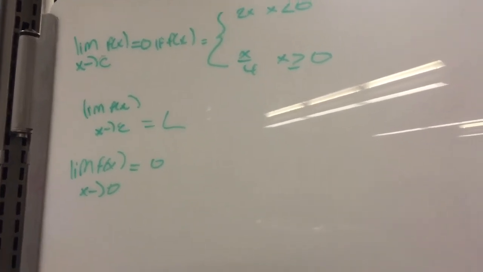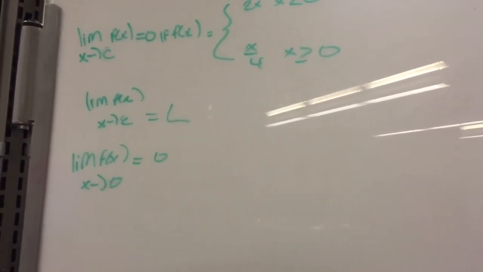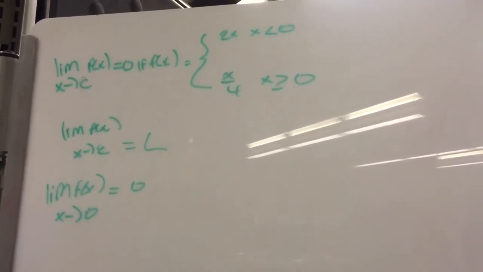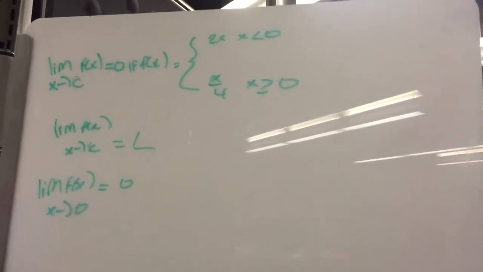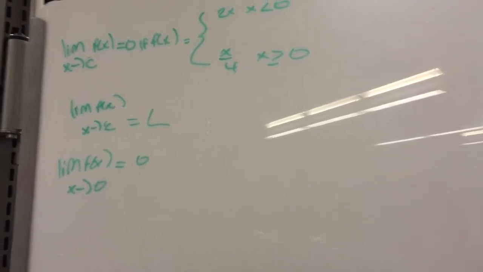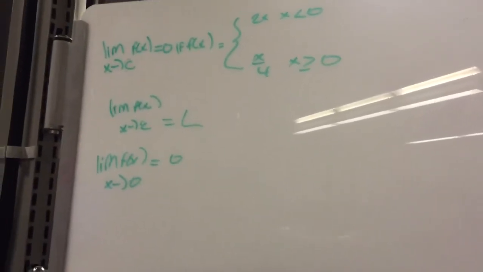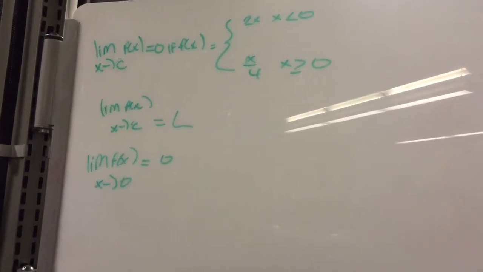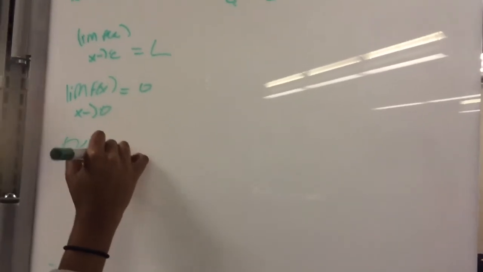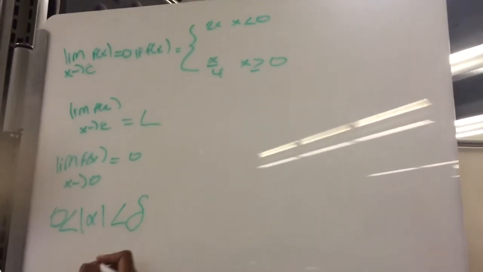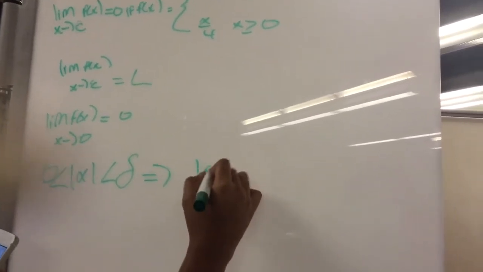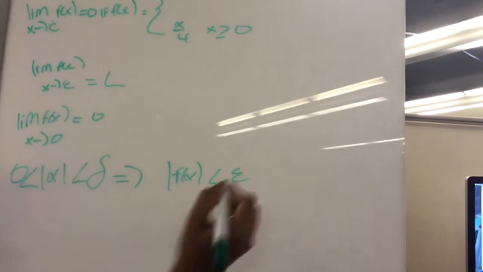Therefore, prove the statement by showing that for every number epsilon greater than 0, there exists a corresponding number delta greater than 0, such that for all x, 0 is less than the absolute value of x minus 0, which is less than delta, implies that the absolute value of f of x minus 0 is less than epsilon. This can be rewritten as 0 is less than the absolute value of x, which is less than delta, which then implies that the absolute value of f of x is less than epsilon.